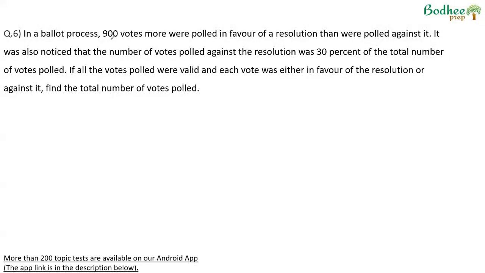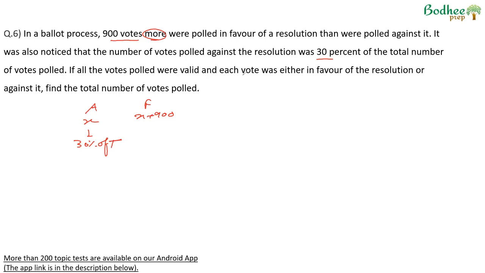In a ballot process, 900 votes more were polled in favor of a resolution than were polled against it. If the number against is X, the number for is X plus 900. It was also noticed the number of votes polled against the resolution is 30% of the total number. This is 30% of total, so the remaining will be for, if everything is correct.